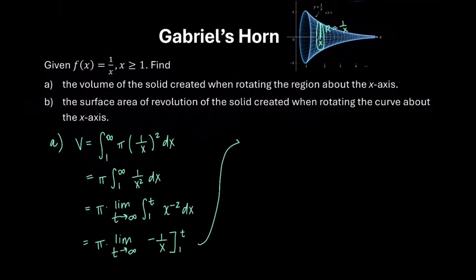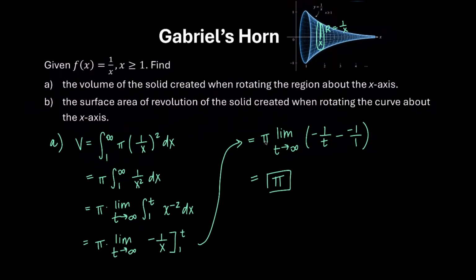And then I'll go ahead and move my work up here. So we have pi times the limit as t approaches infinity of negative 1 over t minus negative 1 over 1. And so as t approaches infinity, negative 1 over t is going to go to 0. So I have 1 over a really big number. That first quantity is going to 0, and then minus a negative 1 is plus 1. So this whole limit is just 1 times this pi in front. So I end up with an answer of just pi.